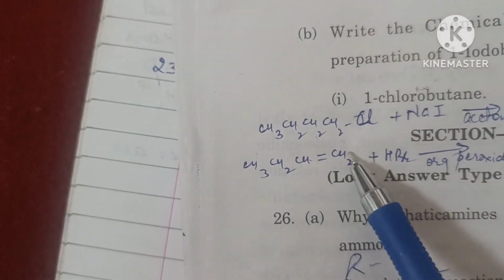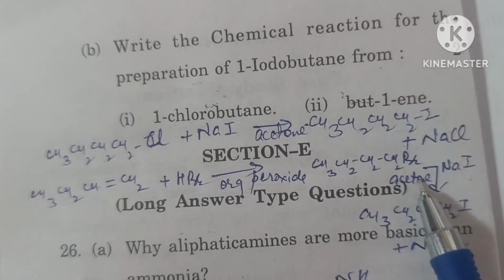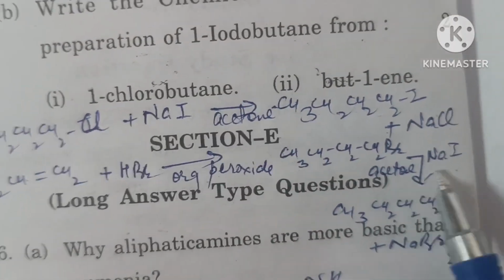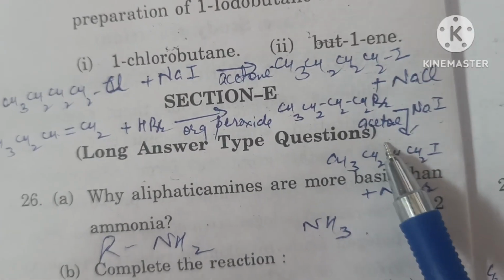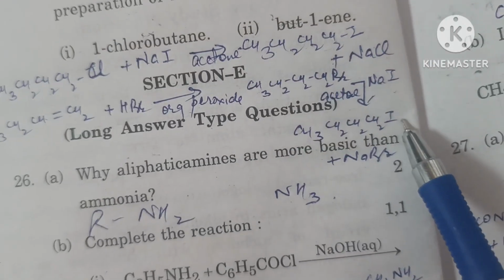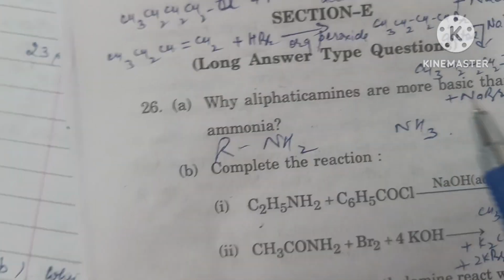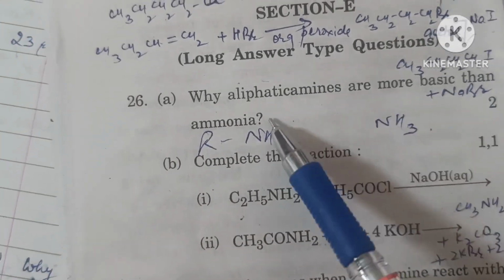एंटी मार्कोनिकॉफ एडिशन होगी, इधर Br और इधर H लग जाएगा, 1-bromobutane बनेगा. फिर हम फिंकलस्टीन रिएक्शन करवाएंगे NaI के साथ, एसीटोन की प्रेजेंस में रिएक्ट कर देंगे, जो है Br की जगह I लग जाएगा, साथ में बनेगा NaBr.